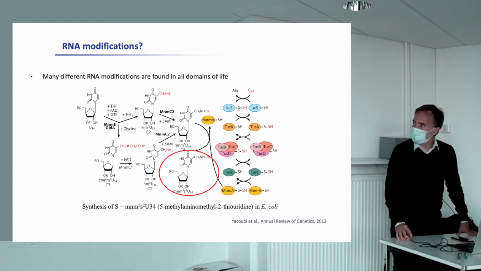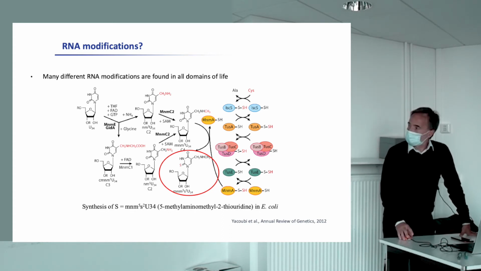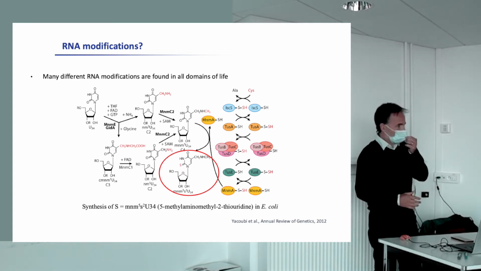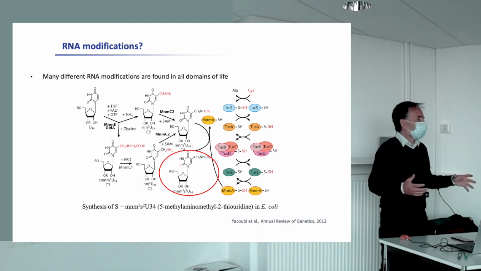Not only that, if you see in this pathway, I will not go into the details of this pathway, but just to give you an idea of what we need to add this modification. We need a lot of proteins, and we also need a lot of cofactors. So as you can see here, we need amino acids, cysteine, glycine, but we also need other cofactors, THF, FAD, GTP, SAM. So this means that in order to add this specific modification or other very complex modifications, we need a huge pathway, a huge apparatus, and a lot of energy.